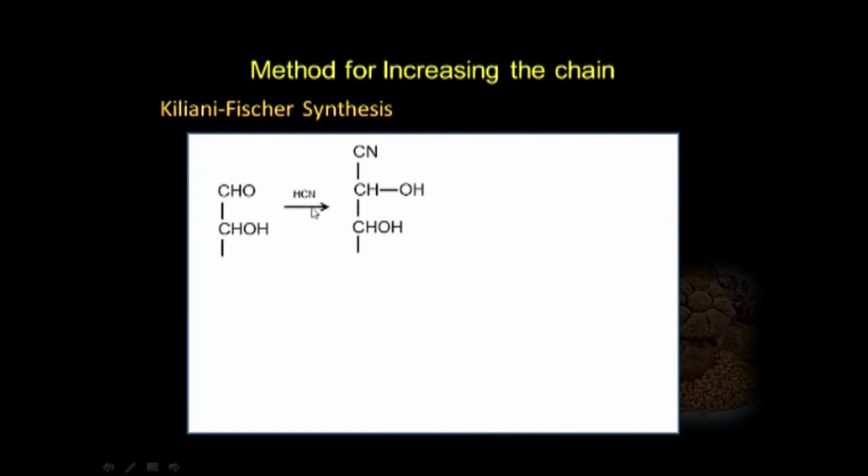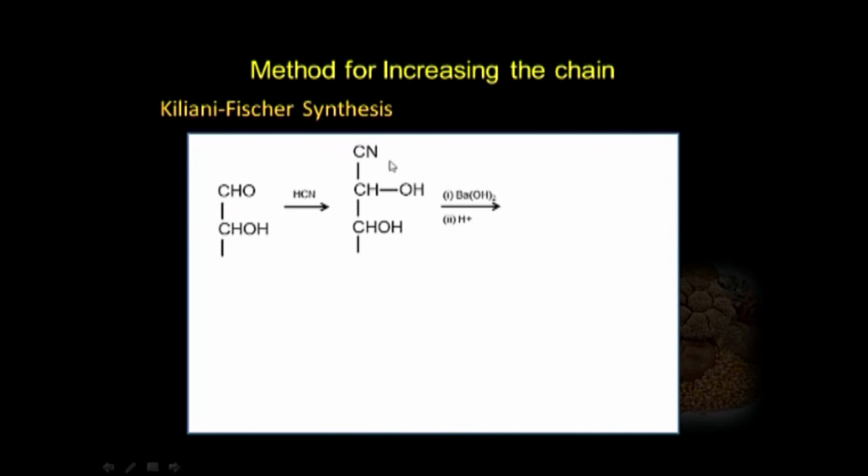After the introduction of this HCN, this carbon now has become an asymmetric carbon atom and we will get a mixture of two products. So, in the reaction we will always get a mixture of two cyanohydrins, but the cyanohydrin which is formed is now hydrolyzed first with a mild base like barium hydroxide and then acidified.